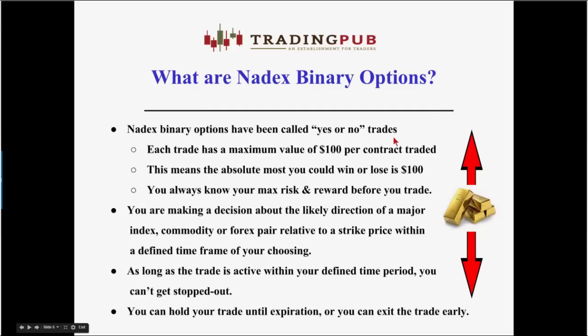Nadex binary options have been called yes or no trades. Each trade has a maximum value of $100 per contract traded, which means the absolute most you can win or lose is $100 per contract. You always know what your maximum risk is and your maximum reward is before you trade. So trades can't run away from you.